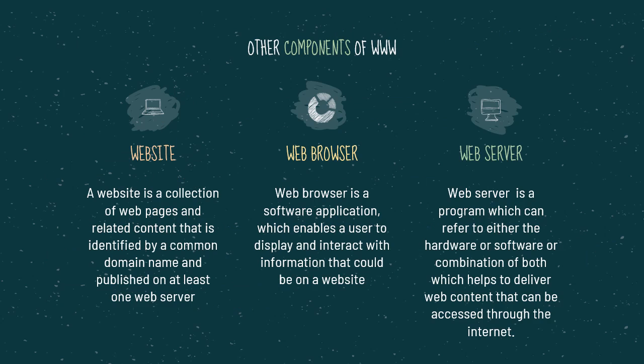Next, we are going to see the other software components of the World Wide Web. The first one is the website. A website is a collection of web pages and related content that is identified by a common domain name and published on at least one web server. It is a particular set of web pages about related content, and it must be published on at least one web server, then only we can access it.